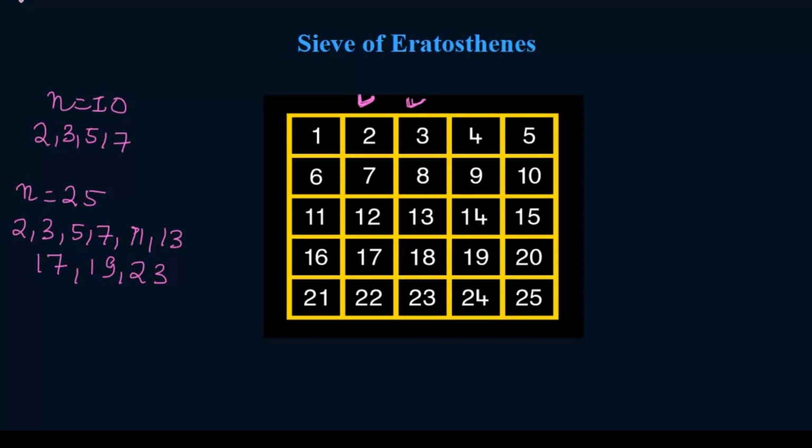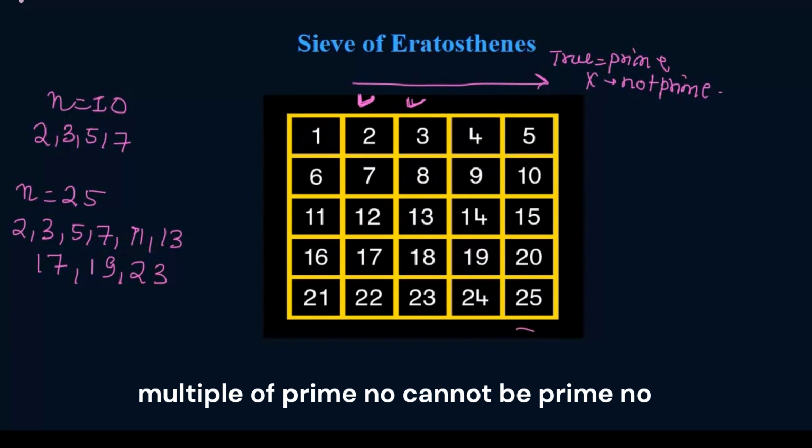Okay. So first we initialize the black box with empty boxes. That means all the boxes are true. True means that it is a prime number. Okay. If crossed, that means it is not a prime number. Okay. So we assume it. Okay. Now we start the iterator from 2 to 25. Okay. Now we start the iterator from 2.